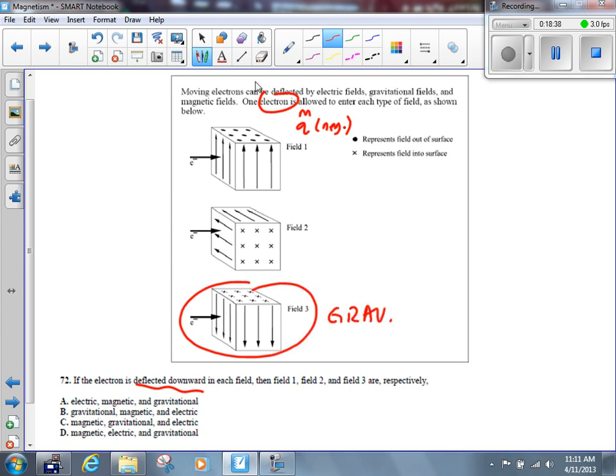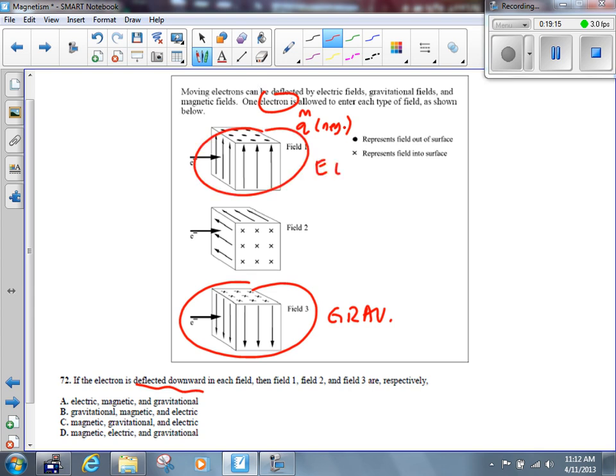Now, I think the next easiest one besides gravity would be the electric field, because we don't have to do any hand rules with the electric field. So let's take a look at that one. If we want a negative particle to go downward in an electric field, which way does the electric field need to point? Good, upwards, because negative particles experience an electric force opposite to the direction of that field. If I want this electron to go downward, I need the electric field to go upward. Which one, field 1 or field 2, is the electric field? Field 1.